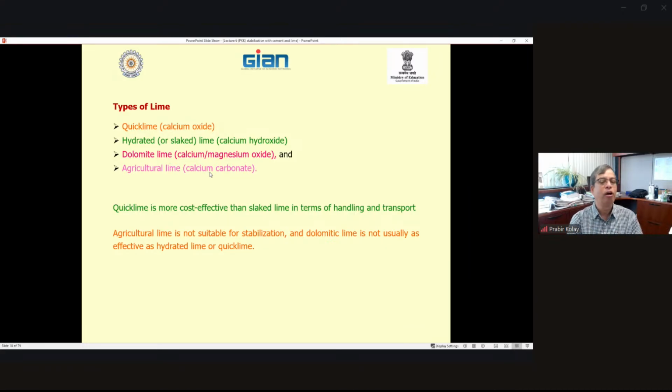Sometimes lime is also used because when we add lime to clay, it generates heat. And sometimes, instead of actual stabilization, it can be used as a modifier just to reduce the water content from the clay. Quick lime is more effective than slaked lime in terms of handling and transport. Agricultural lime is not suitable for stabilization. Dolomitic lime is not usually as effective as hydrated or quick lime.